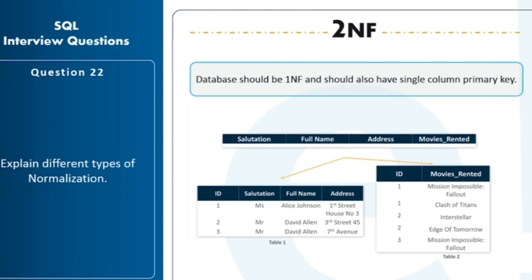In the 2NF, you'll clearly see that we have salutation, full name, address, and movies rented. To divide this table into two different tables, I've added an ID to both tables: ID, salutation, full name, and address, and ID, movies rented. So Miss Alice Johnson, staying in 4th Street, house number 3, has rented Mission Impossible. Similarly, she has rented Clash of Titans. Mr. David Allen, staying in 3rd Street, 45, has rented Interstellar and Edge of Tomorrow. And Mr. David Allen, staying in 7th Avenue, has rented Mission Impossible Fallout. That's how I've divided the table into 2NF.